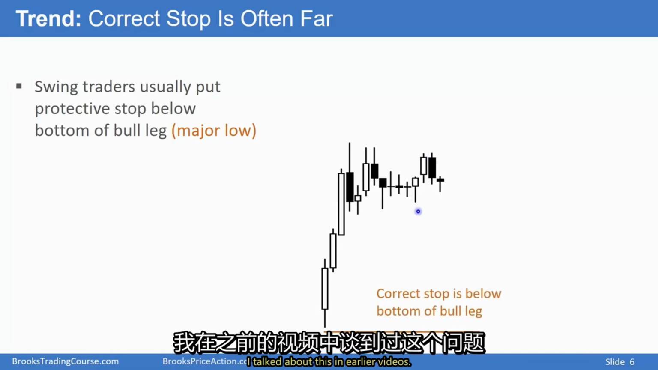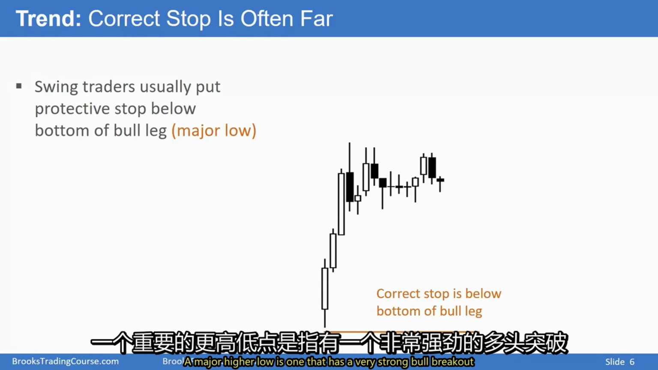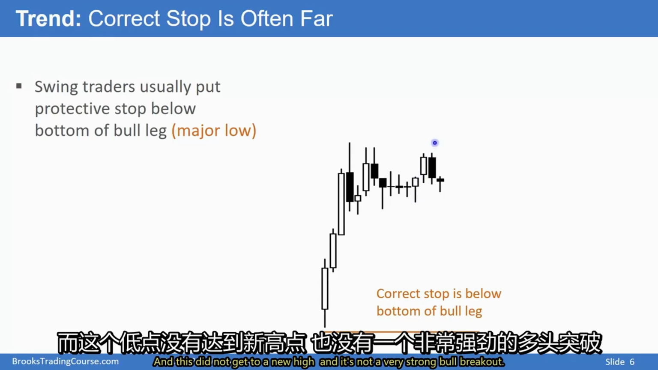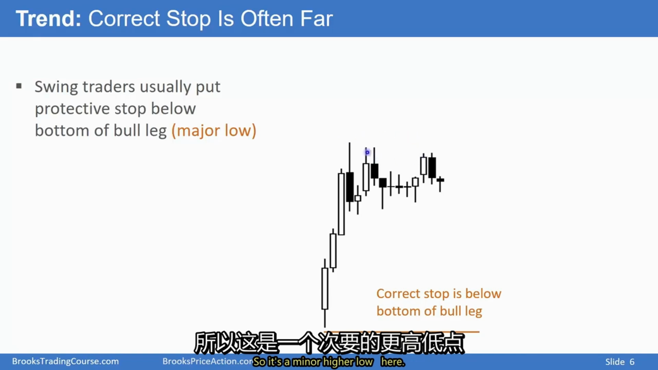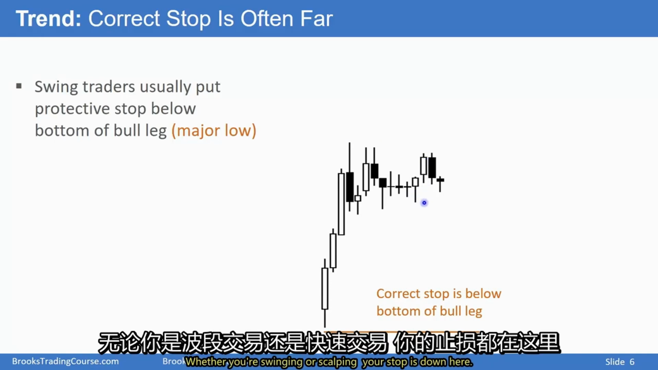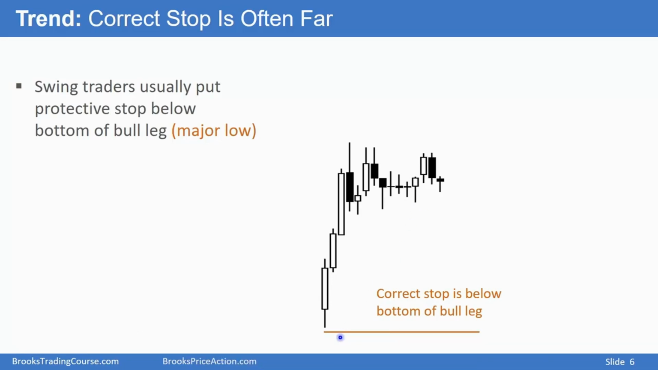Is this a major higher low right here? No, I talked about this in earlier videos. A major higher low is one that has a very strong bull breakout and usually results in a new high. And this did not get to a new high, and it's not a very strong bull breakout. So it's a minor higher low right here, and that is not a good location for a stop. You still keep the stop down here. Whether you're swinging or scalping, your stop is down here.